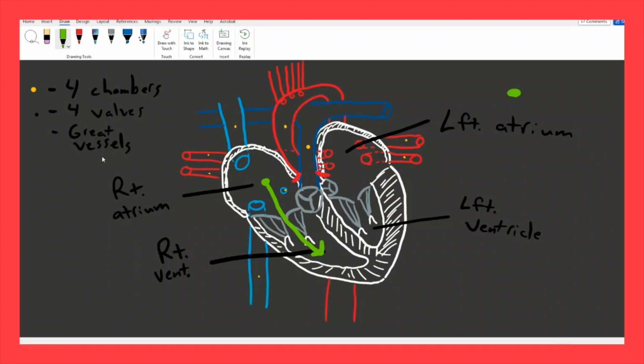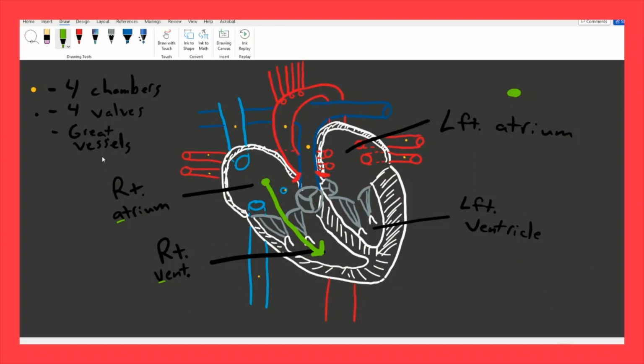With the cords on it, the chordae tendineae attached to the papillary muscles. This valve is the right AV valve, or the tricuspid valve, because it has 3 flaps in it. So from the right atrium, the blood is forced through the right AV valve, the tricuspid valve, into the right ventricle.